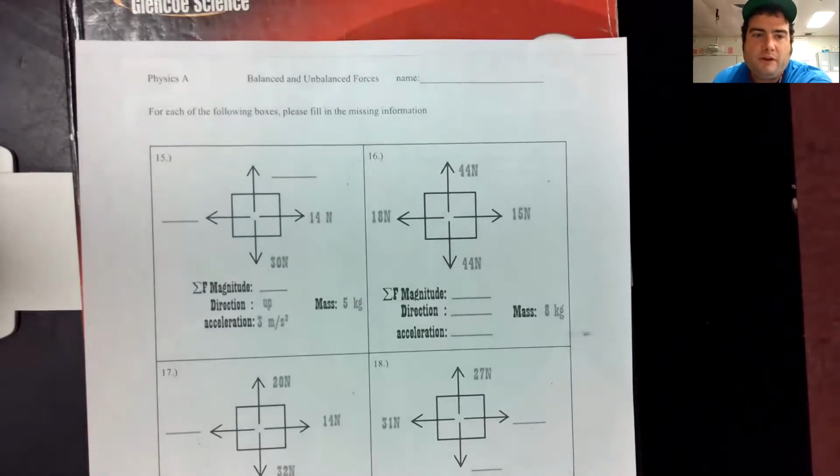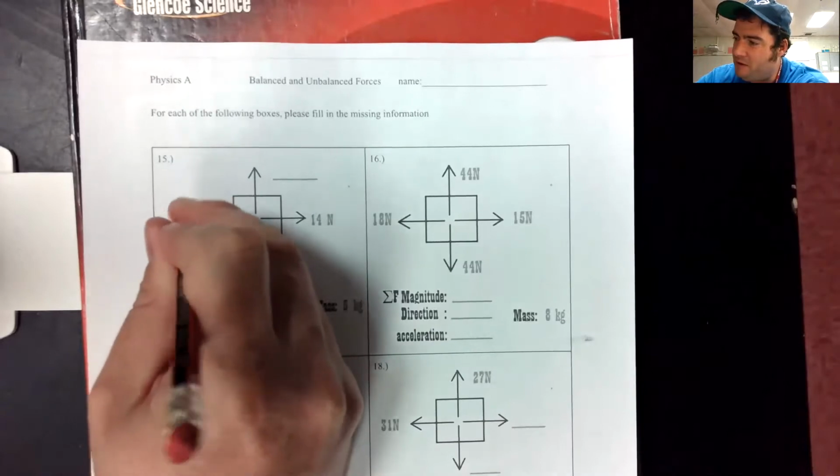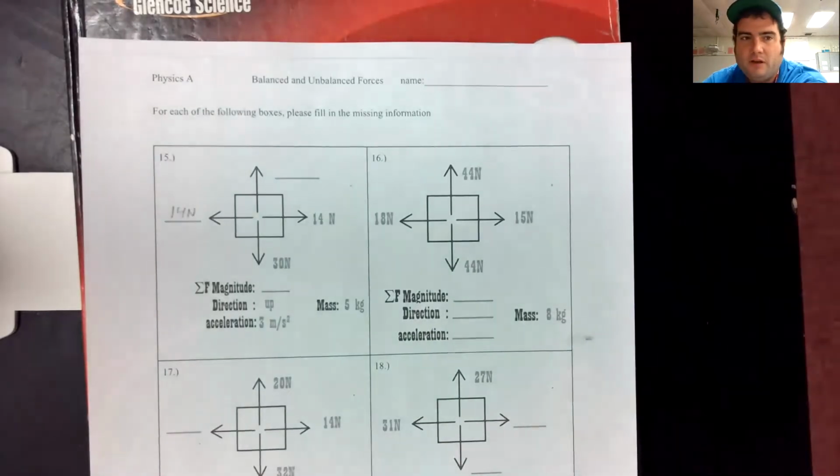We know that we have an upwards acceleration of 3 meters per second squared. That tells us a few things. First, if the acceleration is upwards and not left or right at all, that means we don't have a left or right net force. So this 14 Newton force must be being canceled out. So that's one thing we can figure out.